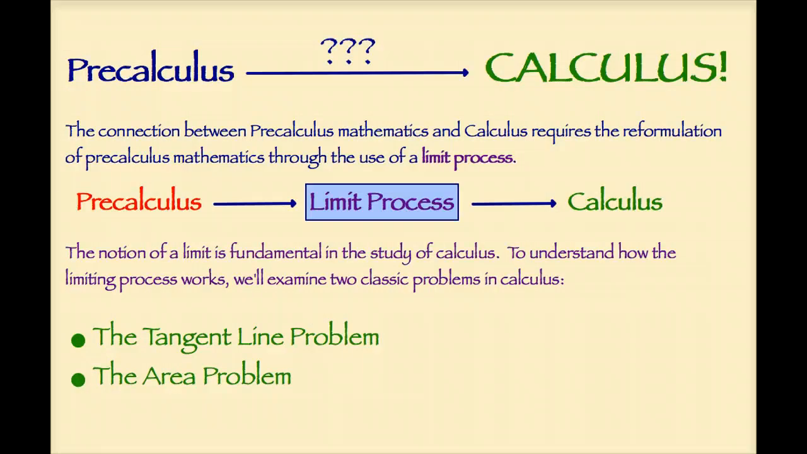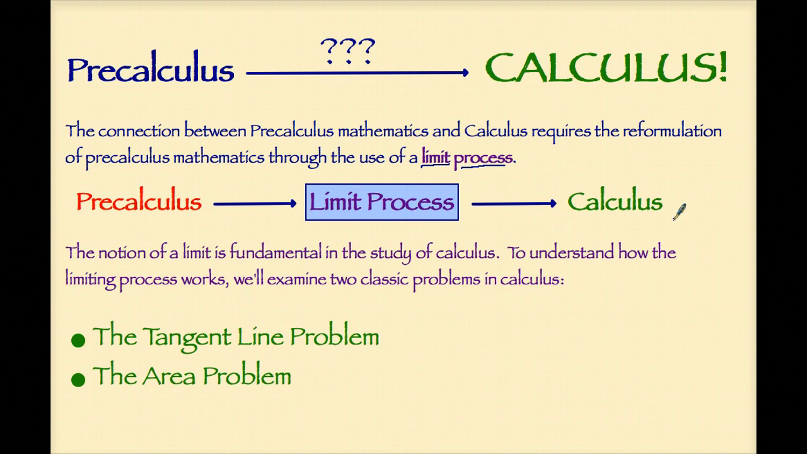Exactly what is it that takes us from the mundane world of pre-calculus mathematics to the amazing world of calculus? Well, I'm glad you asked, boys and girls. The connection between pre-calculus mathematics and calculus requires the reformulation of pre-calculus mathematics through the use of a limit process. This is very important in calculus. Without it, we would not be able to do the things that we need to do. Therefore, we take our pre-calculus mathematics through the limit process, and in doing so we get calculus.